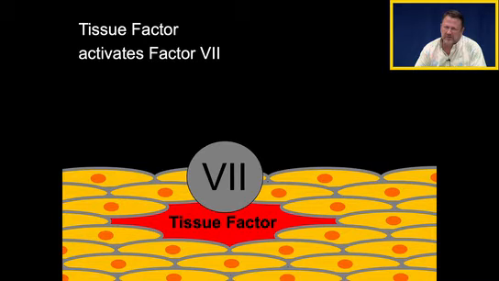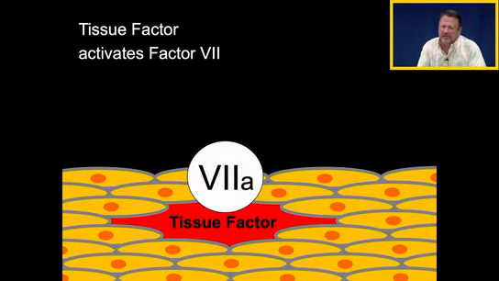So factor 7 is made by the liver. It's floating around in the blood, and when it comes in contact with tissue factor, it will stick to it and activate factor 7. It will activate the factor, and now it's called factor 7A. And it doesn't necessarily have to stick to it. It can float around the blood as well. All right. And so when a factor is activated, we'll give it the letter A.